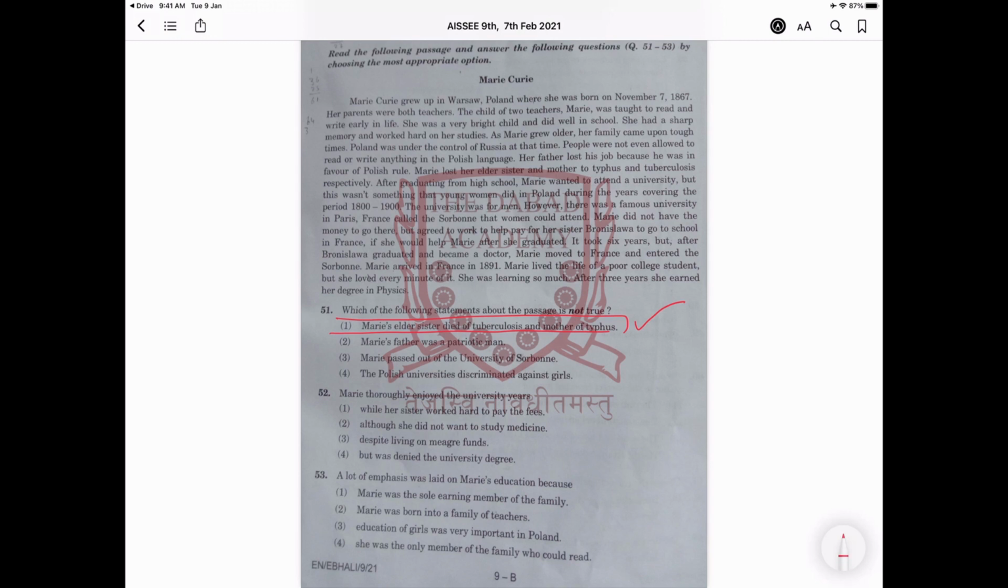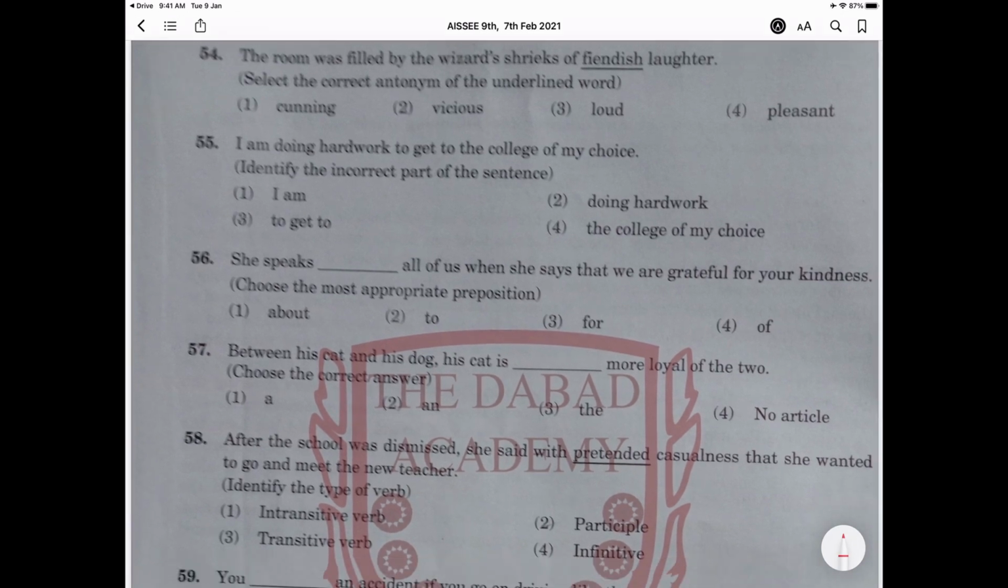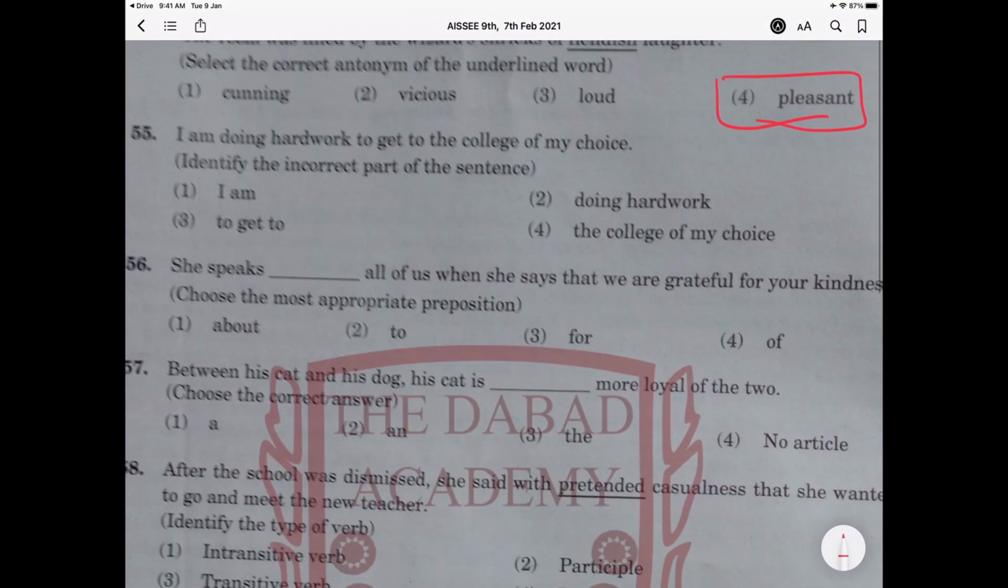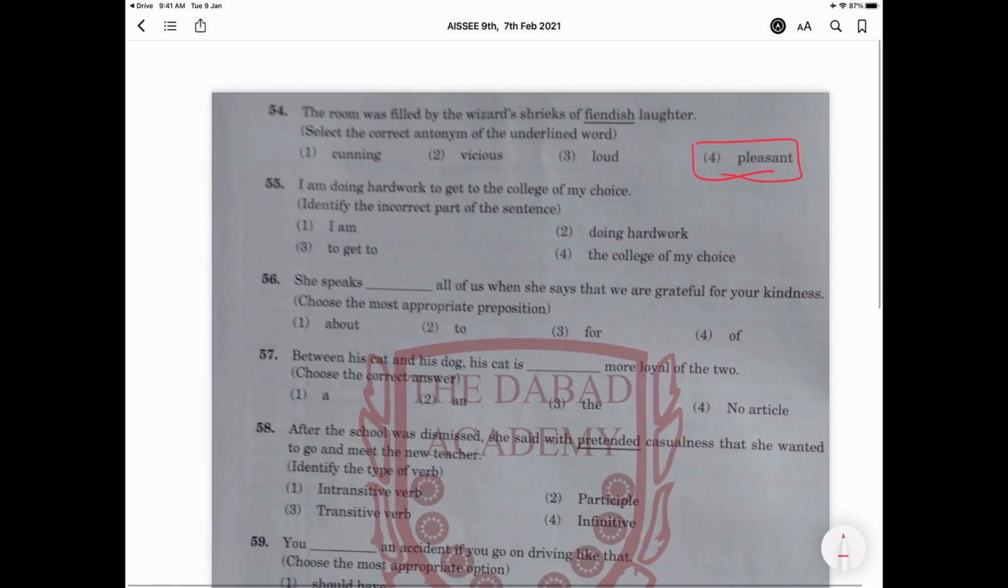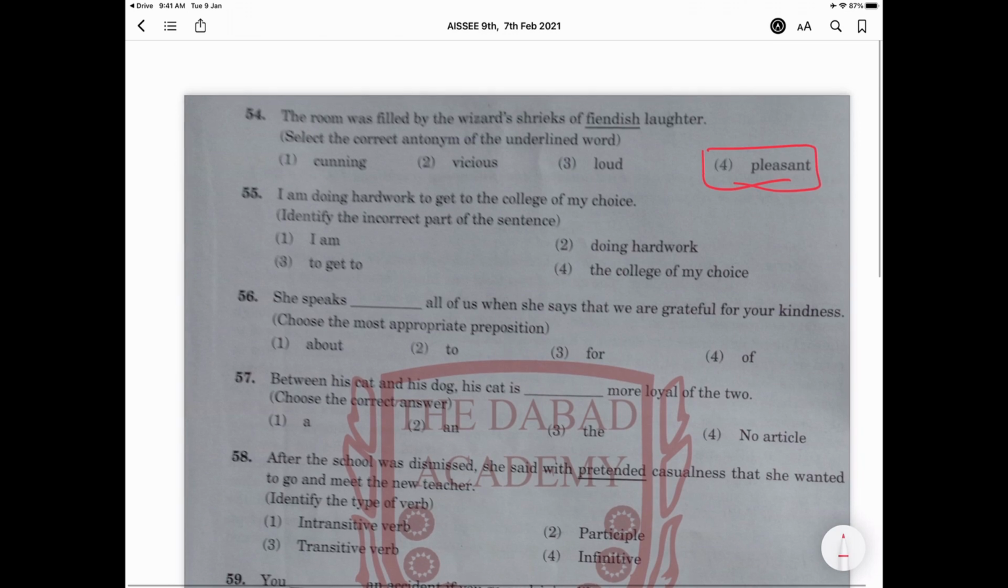In 52, the correct answer is option 3. In 53, the correct answer is option number 2. In question number 54, the correct option is option number 4. Question number 54 was, the room was filled with the wizard's shrieks of fiendish laughter, and we have to find out the correct antonym.